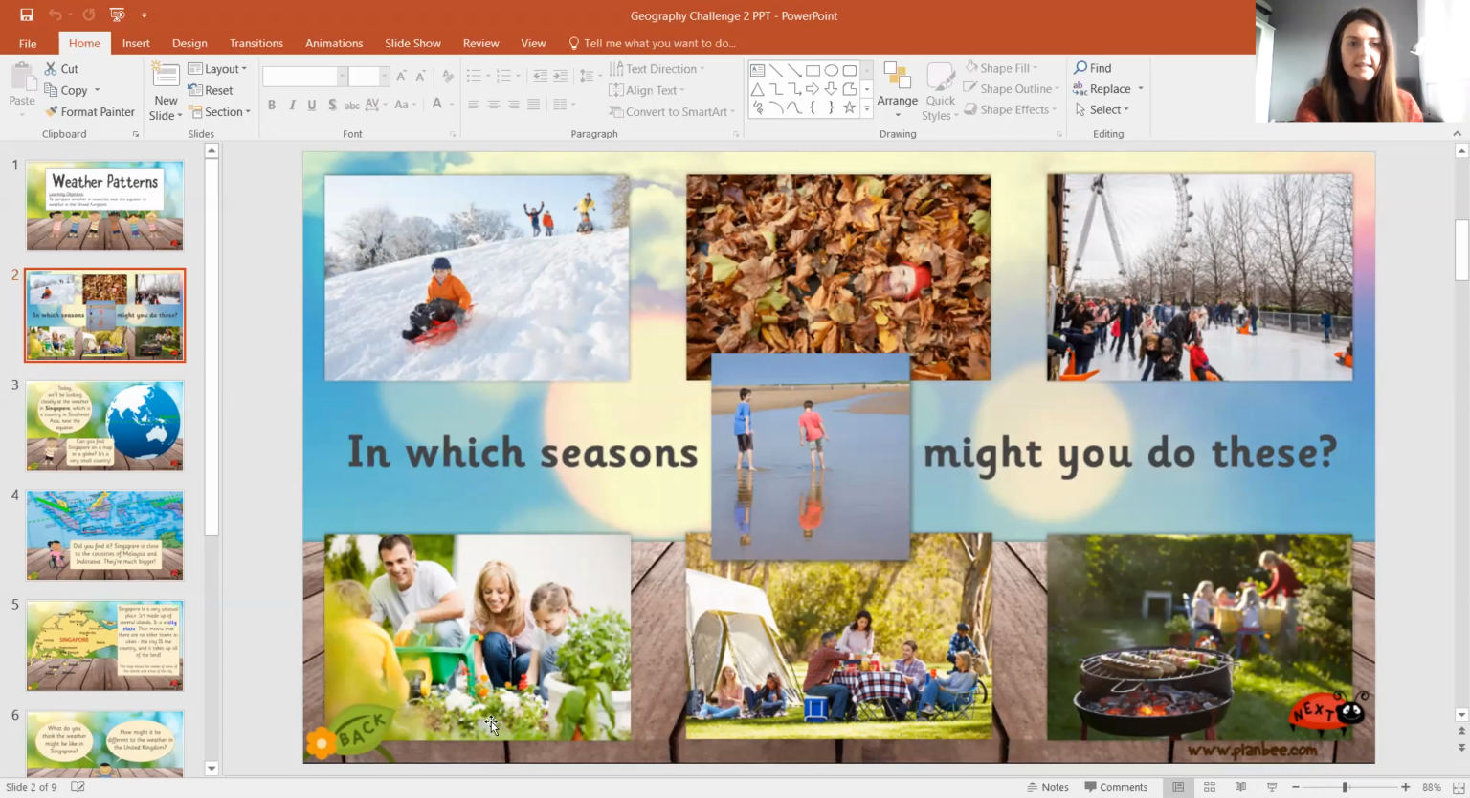We've got the gardening, that would normally be spring or summer, probably doing the planting in spring and then looking after the plants in summer. The picnic and camping, probably summer, normally during the summer holidays from school, and again a barbecue would normally be in summer as well.